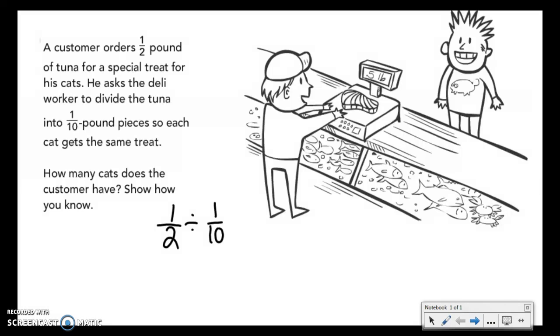Whenever you are dividing two unit fractions, you're going to skip the first fraction, change your sign to a multiplication problem, and flip your second fraction. It's the skip, change, flip method that we talked about in 5th grade. So your first number is going to stay the same. 1/2 will still be 1/2. Your division problem is going to change to a multiplication problem. And your 1/10 is going to flip, and you're going to use the reciprocal, which is 10/1.